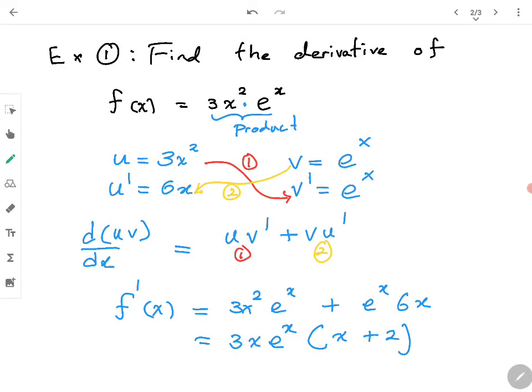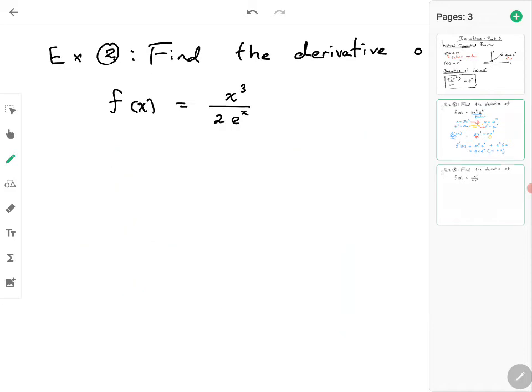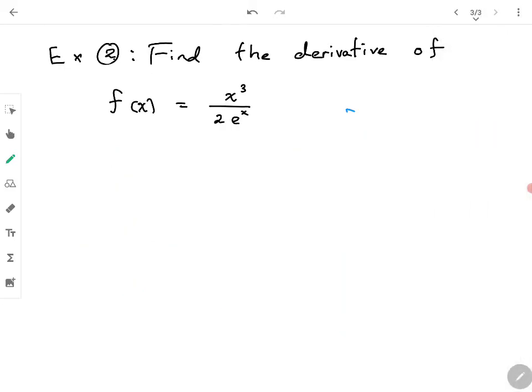Okay. So now let's see another example. In this example, we want to differentiate this function f. If you look at this, you see it's a quotient. So then you should go to the quotient rule. u is the top part, the numerator, and v is the denominator. So we are going to use the quotient rule.